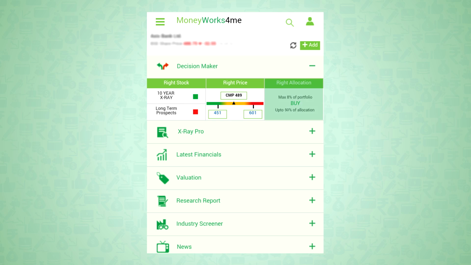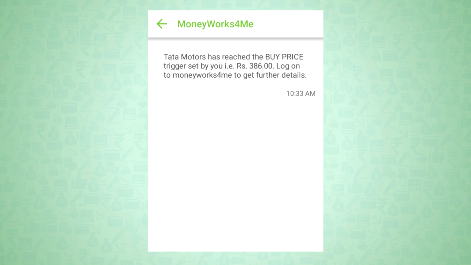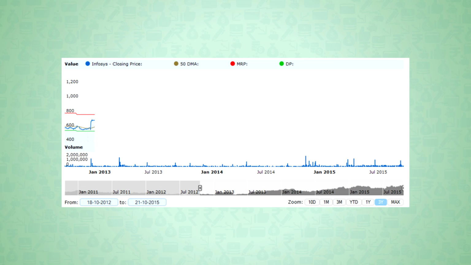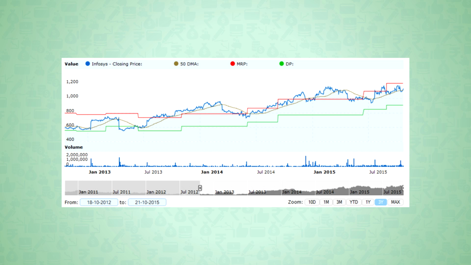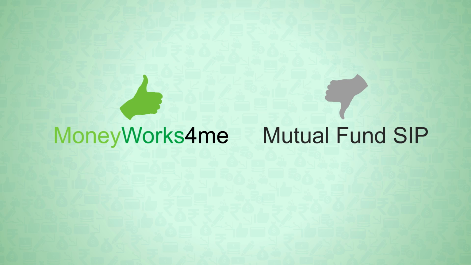To see more details, just tap this. You will see the complete buying and selling plan, which tells you how much to buy or sell at what price. You will get a notification if you have downloaded the app, or you will receive an SMS and a mail alert whenever there are opportunities to buy or sell. So, you need not worry about missing anything. Look at the price chart that gives the MRP and DP movement since 2011, and you will know that this works. Isn't this a far superior, systematic investment plan than putting your money every month blindly in a mutual fund SIP?